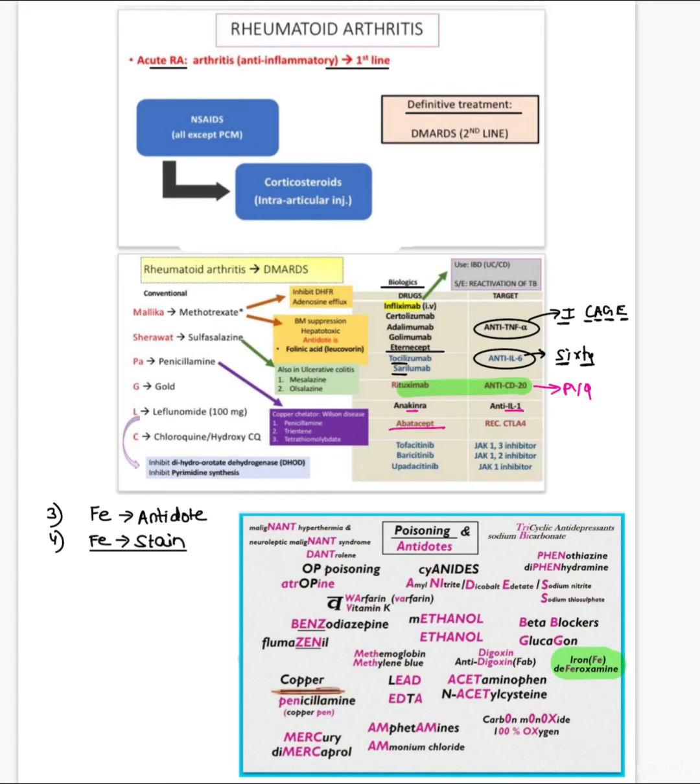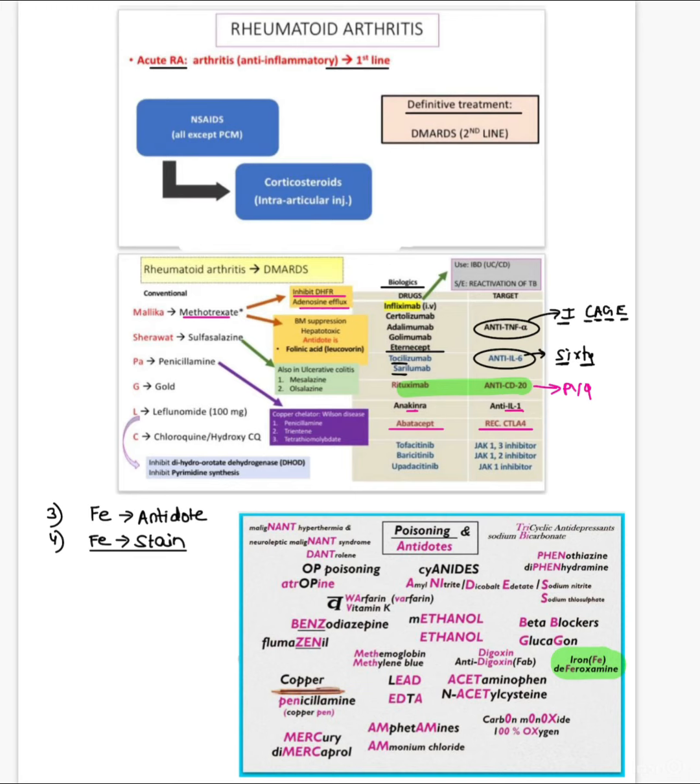Now abatacept, guys. This acts on receptor CTLA4. Then you have tofacitinib, baricitinib, guys, which are JAK inhibitors. Okay, that is again important. So what are the other non-biologics that are used as DMARDs, guys? That is methotrexate, guys. That is an anti-cancer drug. So it inhibits the enzyme dihydrofolate reductase, guys. Okay. Also in low doses it increases adenosine release.